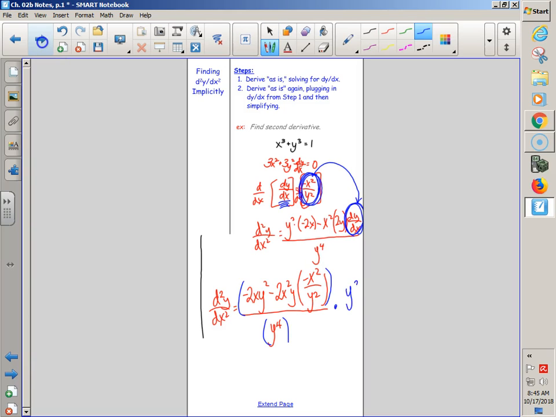Kiddos, thanks for the extra 60 seconds. I do appreciate it. Just don't forget, when you're simplifying that complex fraction, to go carefully.